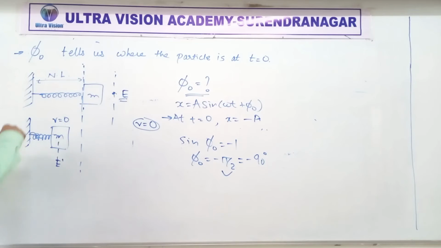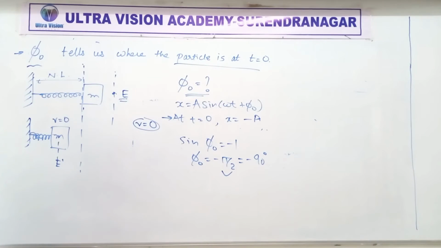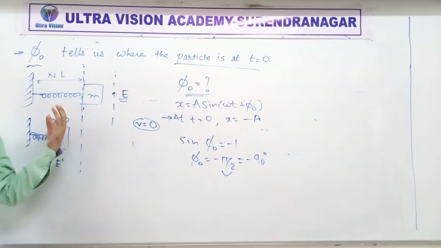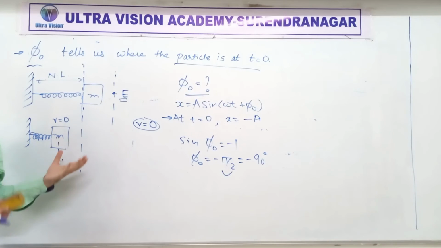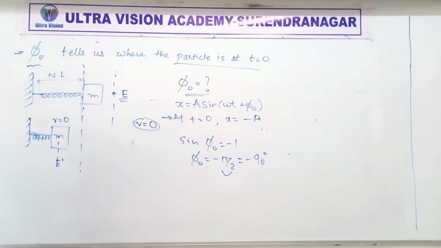So once again, by looking at how the motion is starting, you can decide phi 0 and vice versa. That is, phi 0 is what tells us where the particle is at t equal to 0. Is it at the extreme point on left side? Is it at extreme point on right side? Is it somewhere in between? Is it at mean position? Whatever it is, that information comes from phi 0. Clear?